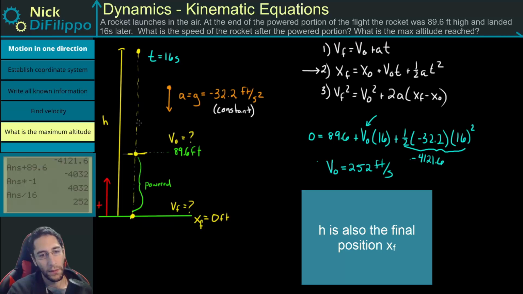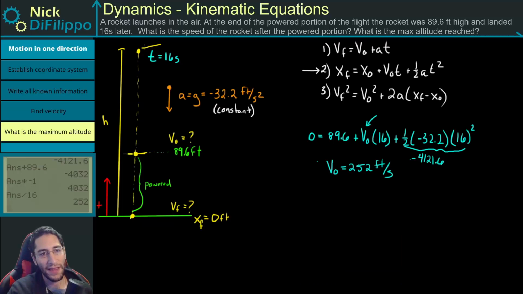So the other thing we know is at the very top, our final velocity will be equal to 0. So as we move, we have some velocity right here, which is, well, we know what this is now. Our initial velocity is equal to 252. And our velocity is going to continue to get smaller and smaller because gravity is slowing it down until we reach the very top where we're not moving upwards anymore and our velocity is 0.